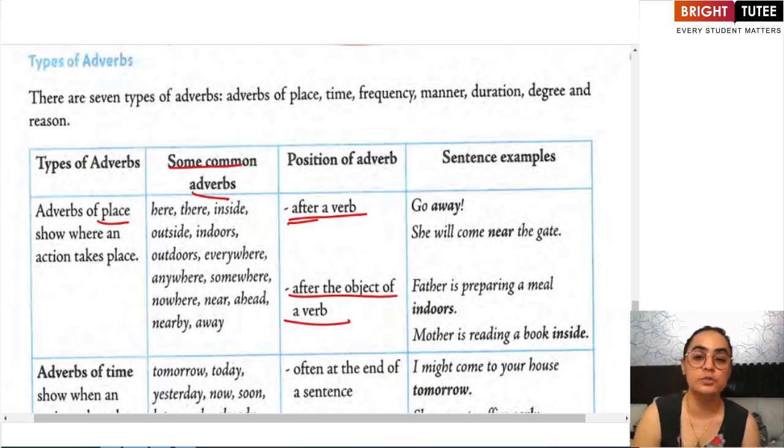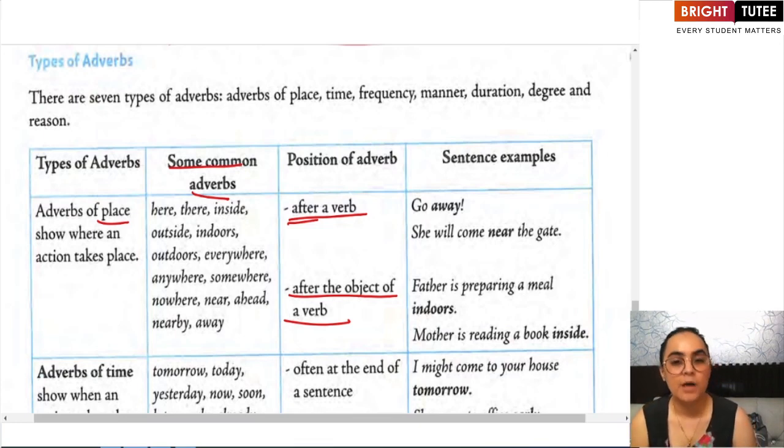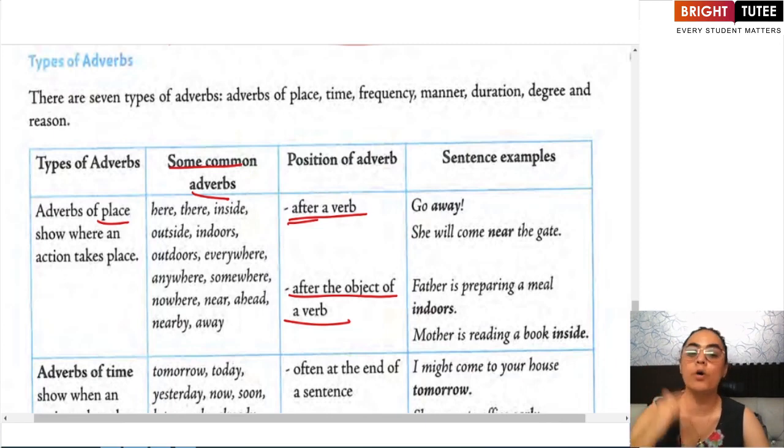Or it can also be used after the object of a verb. For example, father is preparing a meal indoors. My brother is playing with a football upstairs. My mother is reading a book outside. So, an adverb of place, which talks about where an action takes place, can either be used after a verb or after the object of a verb.